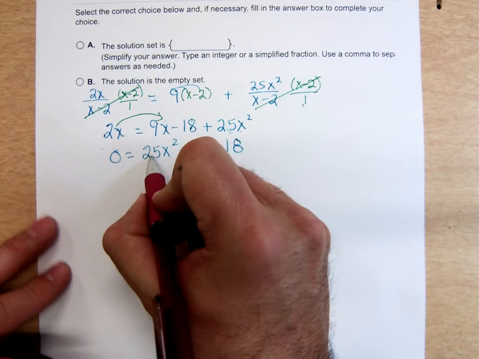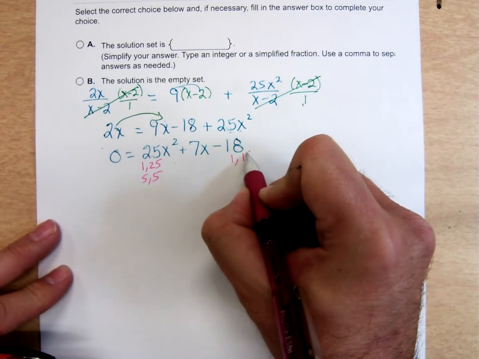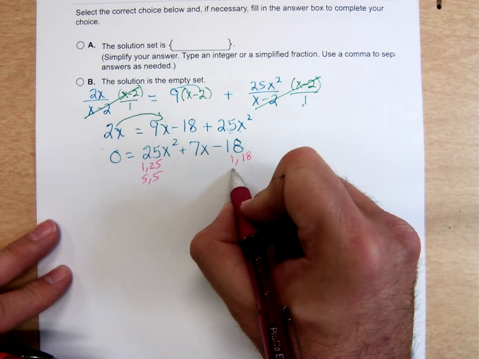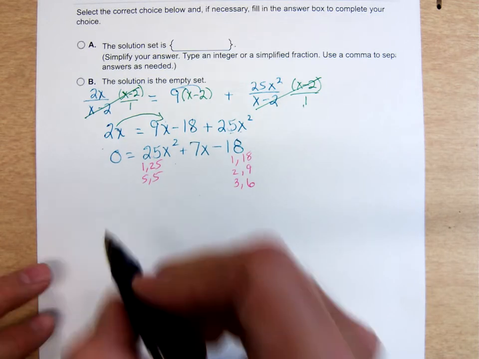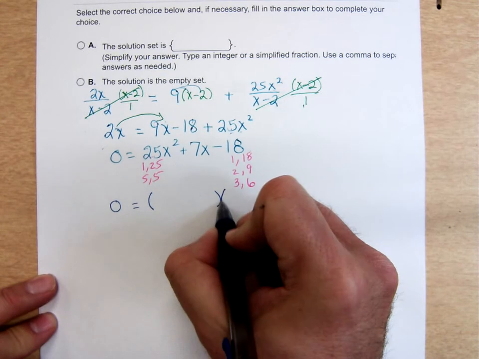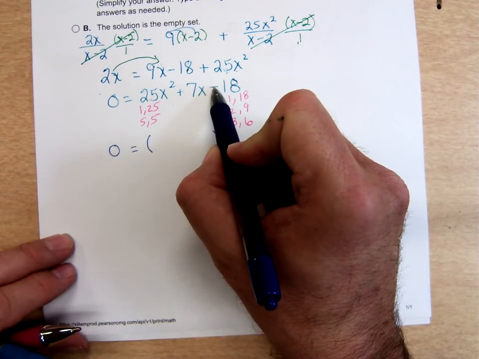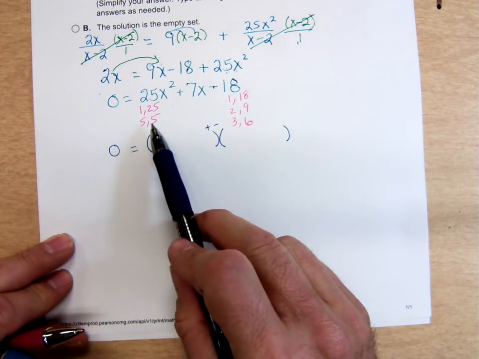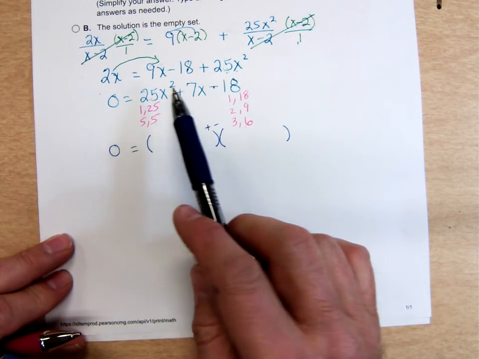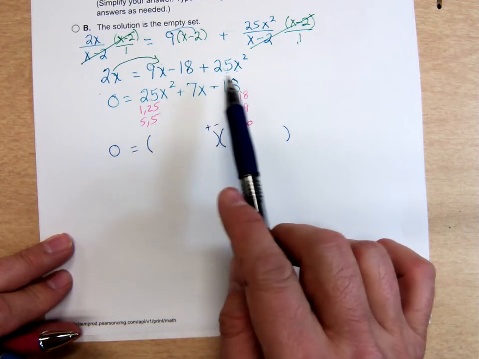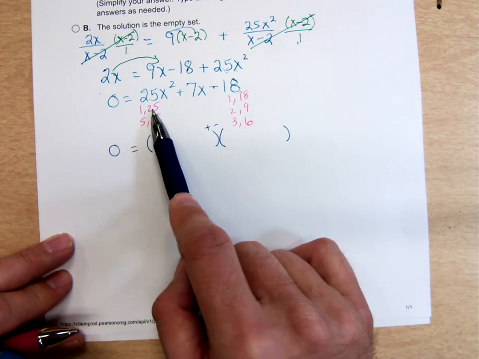Let's see, numbers that multiply together to give 25. There's 1 times 25 and 5 times 5. Numbers that multiply together to give 18, there's a lot of them. Well, not a lot. 1 times 18, 2 times 9, and 3 times 6. Draw my 2 sets of parentheses. The second sign is minus, so that means there's a plus and a minus. And normally I'd start with the 5 and 5, and pair them with the 3 and 6, but I can't help but notice that 25 and 18, if you subtract those, you get a 7. So I'm betting that it's going to be these numbers, the 1 and 25 and the 1 and 18.